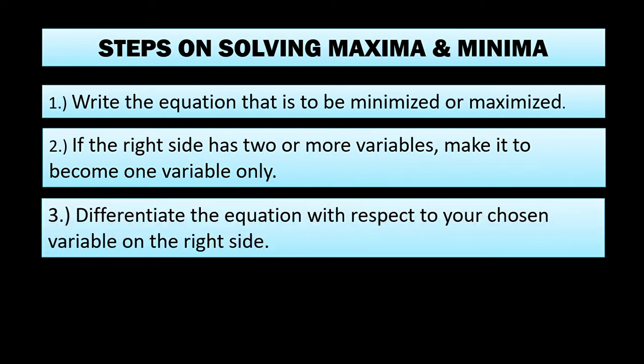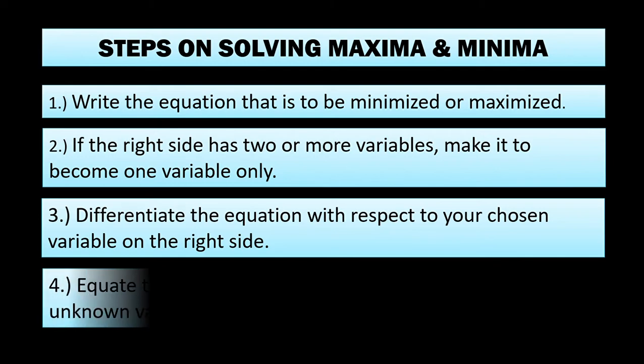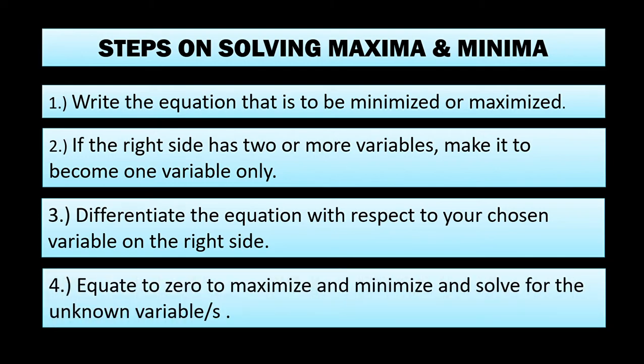And third, differentiate the equation with respect to your chosen variable on the right side. And our fourth step is to equate to 0, to maximize or minimize, and solve for the unknown variable or variables. It is weird to just read the steps, so we must apply it to our problem.